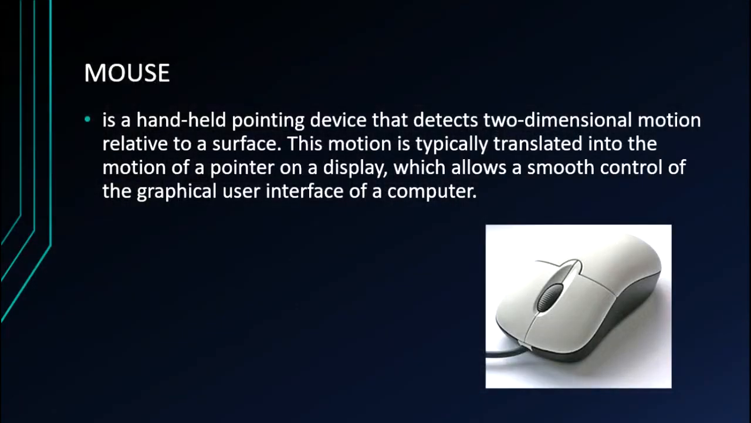Okay, so first is our mouse. A mouse is a handheld pointing device that detects two-dimensional motion relative to a surface. To make things short, a mouse is a pointing device that is used to point from one program to another, or to point to one activity or task. It is a pointing device to point or to hold or to drag something on our computer.